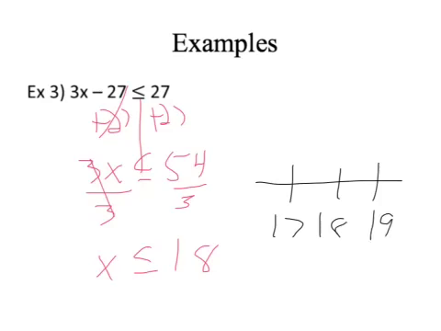This answer says I want all numbers that are smaller than or equal to 18. Well, 18 is equal to 18, so it needs to be a solid dot. Then numbers that are smaller than 18 are to the left. So I'm going to shade to the left.